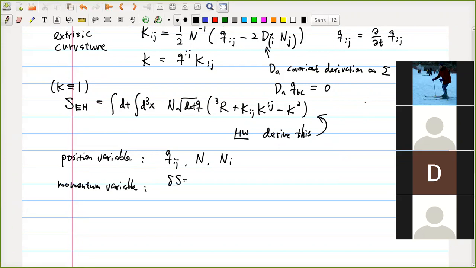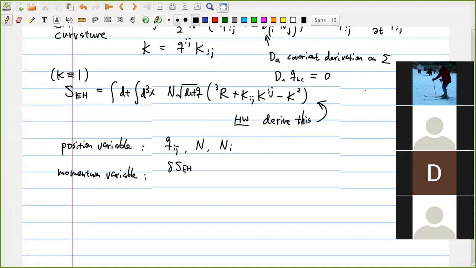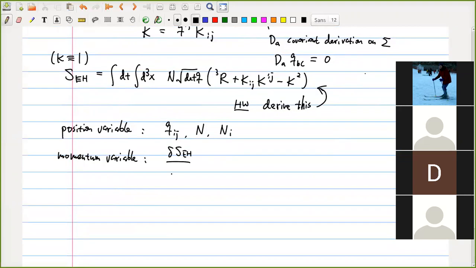if we take the functional derivative of the Einstein-Hilbert action with respect to Q dot, let me first give you the most general definition: P equals delta action over delta Q dot. The action depends on the time derivative of position variables. You take the derivative of your action with respect to the time derivative of the position variable, and the result is the momentum variable.